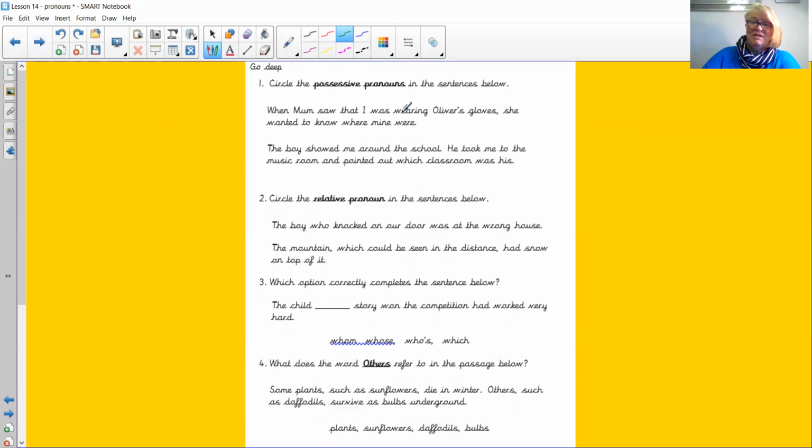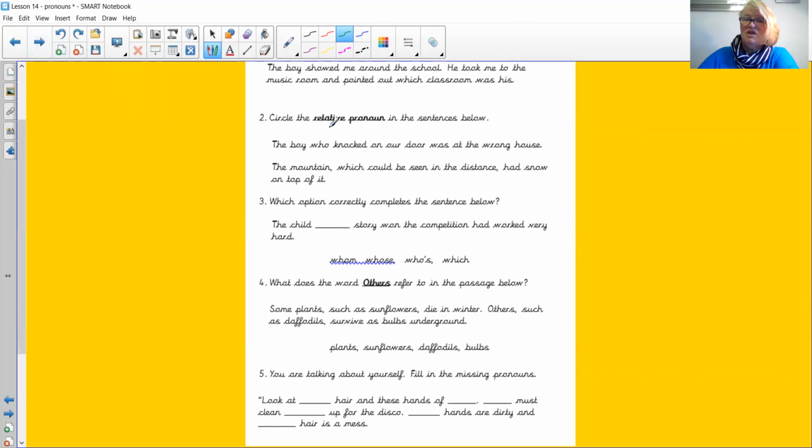Read the questions carefully and read them twice. So it says, circle the possessive pronouns. The possessive pronouns, okay, in the sentences below. Possessive, they have actually done in bold. So you know what it is that is being asked of you. If you are copying it into your books, you can either circle or underline. I really don't mind which.